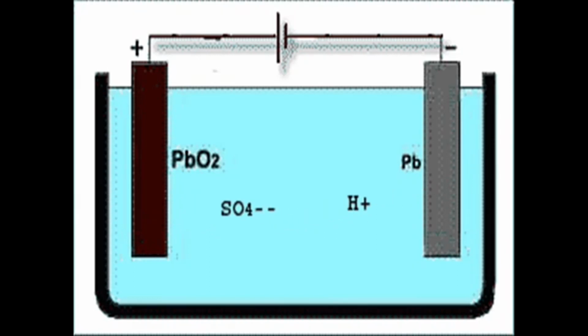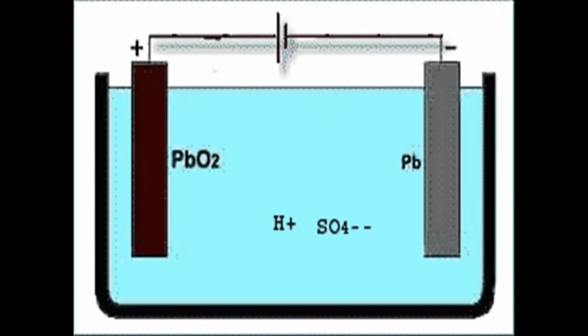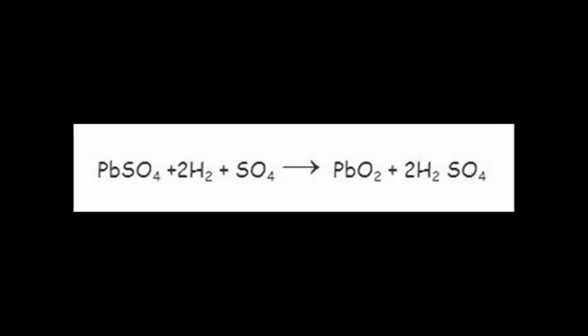Similarly, these free negative ions, that is sulfate ions, are free to move towards the positive electrode, that is the lead peroxide electrode, and it will form radical sulfates. This radical sulfate will react with the lead sulfate of the anode and it will form hydrogen sulfate.